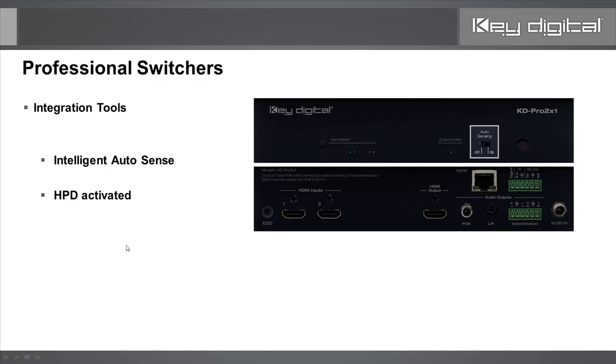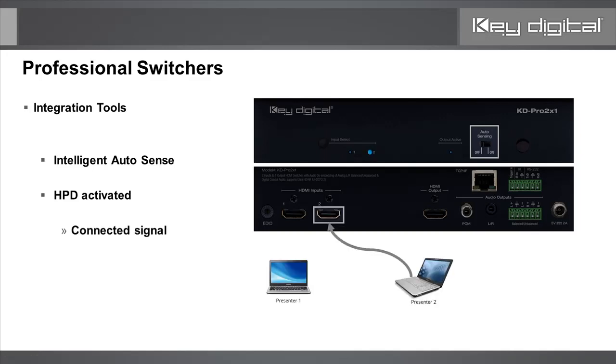It's activated by hot plug detection. Hot plug detection is voltage on the HDMI line that we've covered in previous courses, and will continue to cover how KeyDigital utilizes hot plug detection to our benefit. So if you connect a source into the switcher, and auto sensing is enabled, the switcher will automatically switch discretely into that newly connected input. You can also disconnect your source, and the switcher will sequentially advance to find the next available connected input.